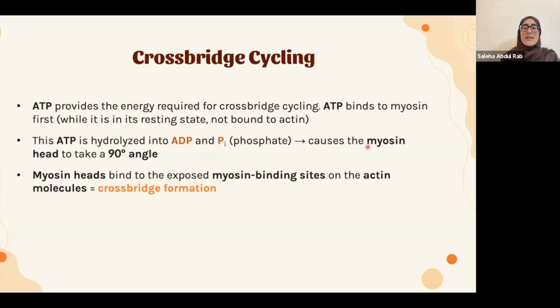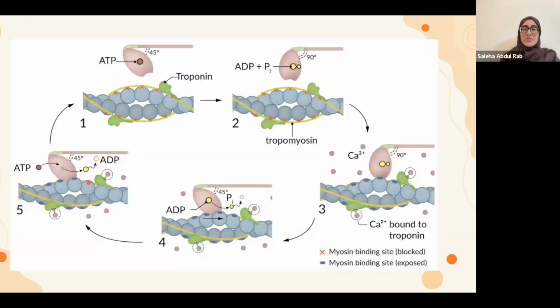And this now causes the myosin head to take a 90-degree angle. Before, it was at a 45-degree angle. Now it's a 90-degree angle. Now this 90-degree angle myosin head binds to the actin molecules. Let me show you this.